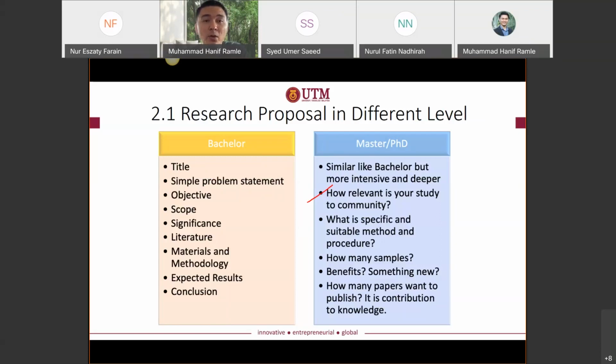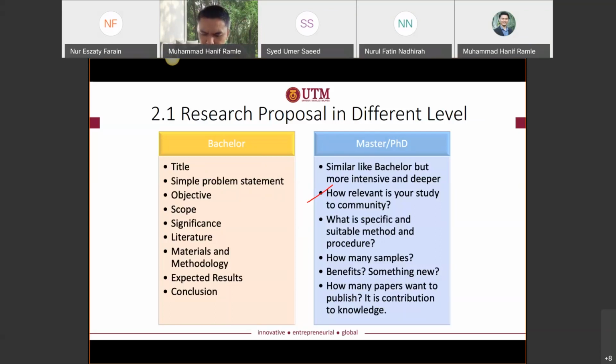The supervisor only supervises and monitors. You do what today? You do what for the next weeks, for example. The main responsible is you. You have to determine what is the specific and suitable method for your study.